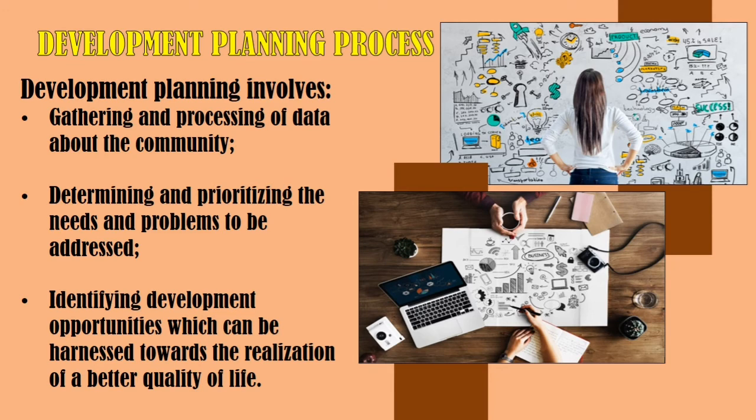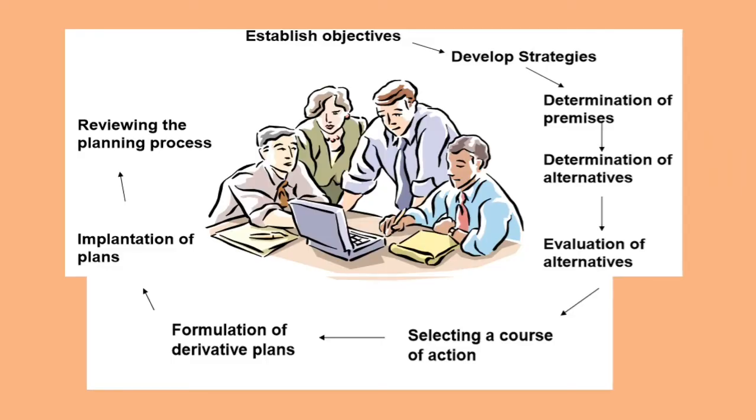But I have also prepared a detailed process on how this development planning can be done. So here are the steps in the planning process. One is establishment of objectives. Planning requires a systematic approach. It starts with the setting of goals and objectives to be achieved. And these objectives provide a rationale for undertaking various activities as well as indicate the direction of efforts.